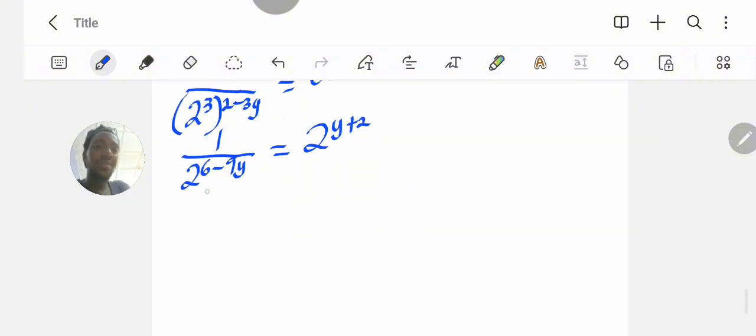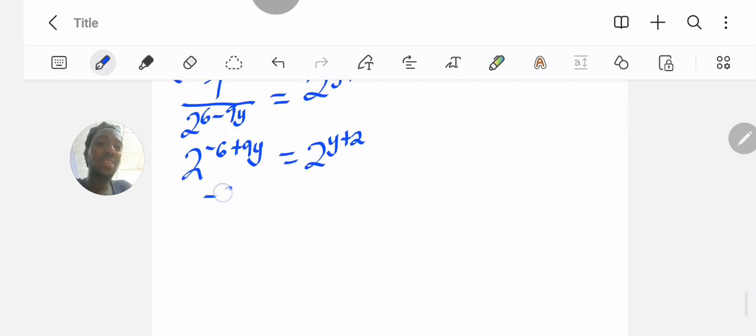Now from here now, this over 2, if it goes up, 6 will change to minus 6 and minus 9y will change to plus 9y. If you remember, I told you then, when anything is at the denominator and it is 1 over that thing, if the powers go up, they change in their sign. This is positive 6, that's changed to negative 6. This is negative 9y, it has changed to positive 9y. And so from here, we can say minus 6 plus 9y is equal to y plus 2.